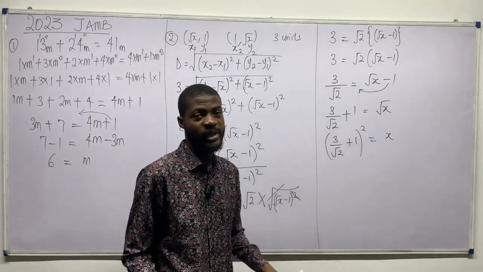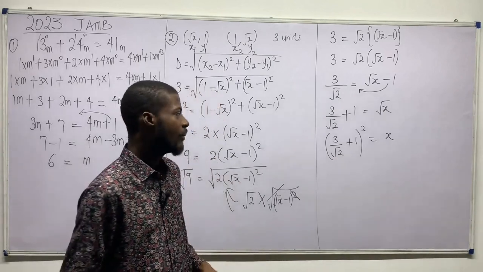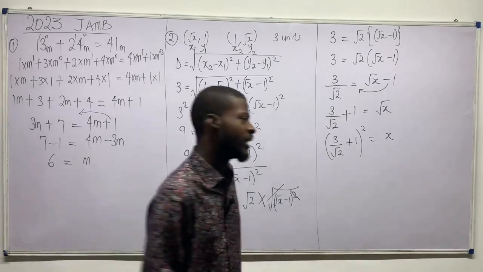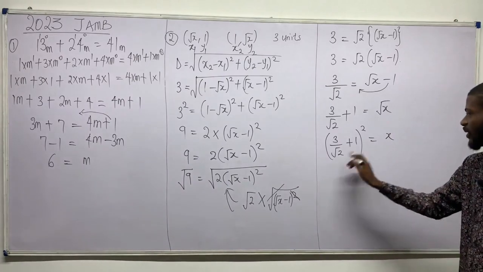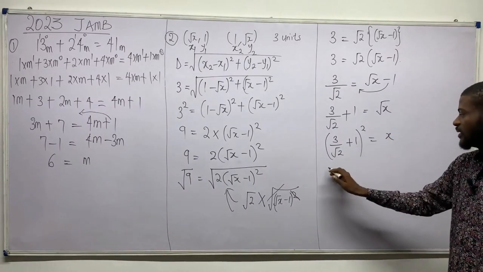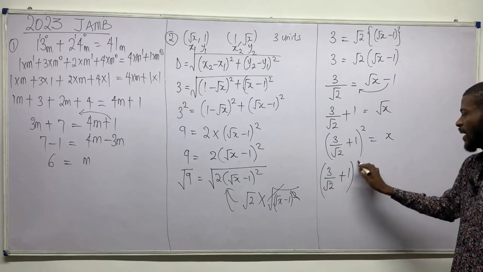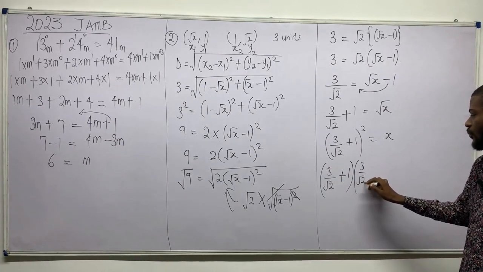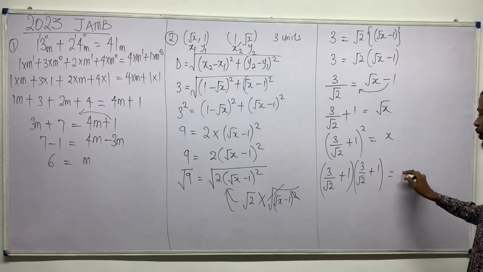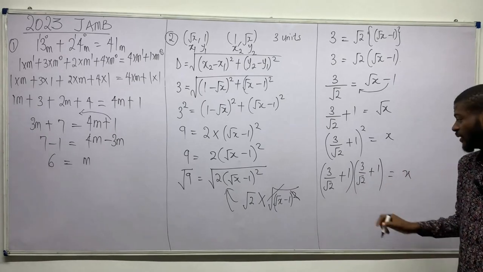Now, if you were in some of my classes and watched some of my videos, I've taught you how to open squares very, very fast. But let me just do this in a little bit of time. What does the square mean? This means 3 over root 2 plus 1 multiplying another 3 over root 2 plus 1 equal to what? X. Now let us do this carefully.